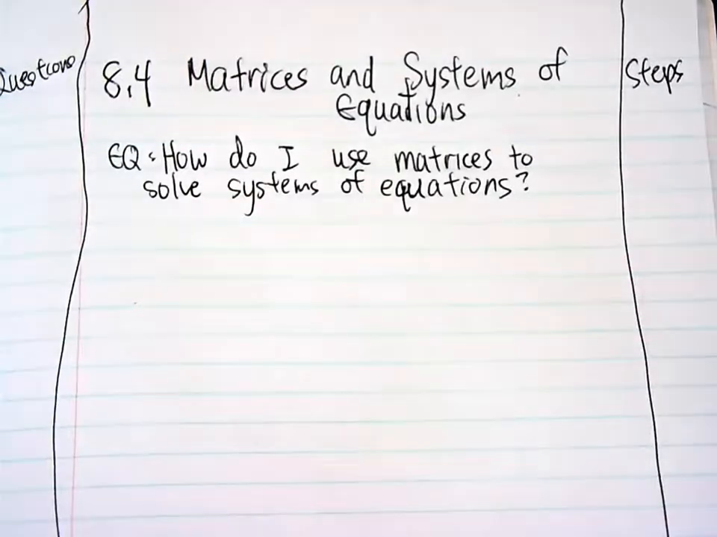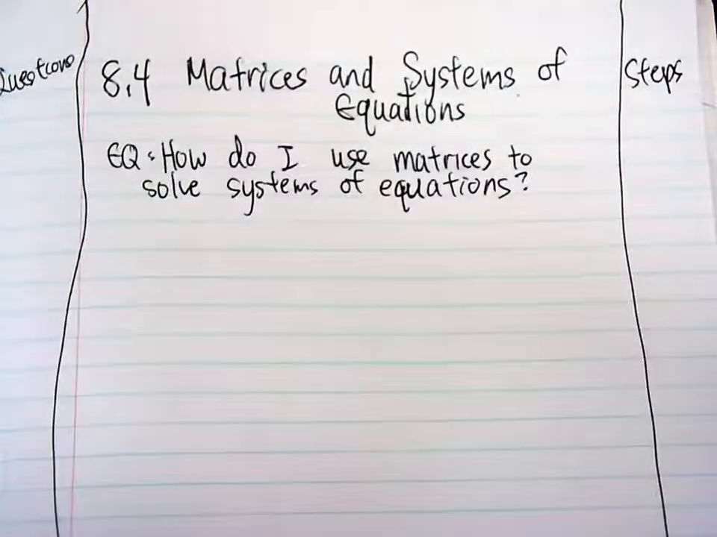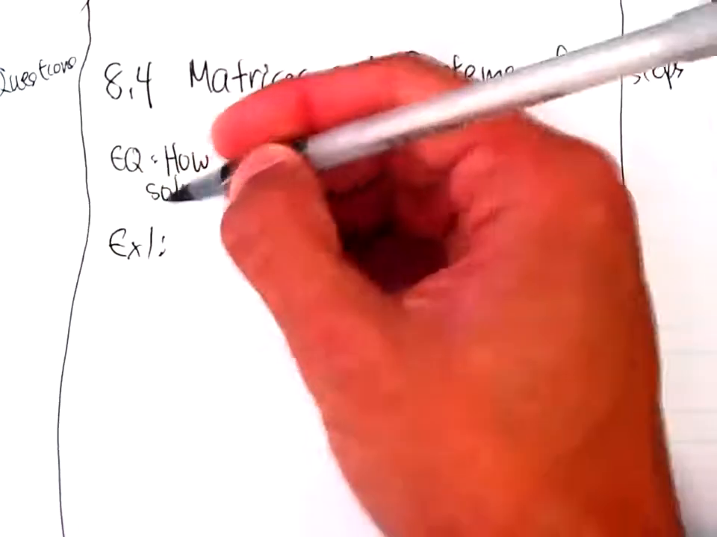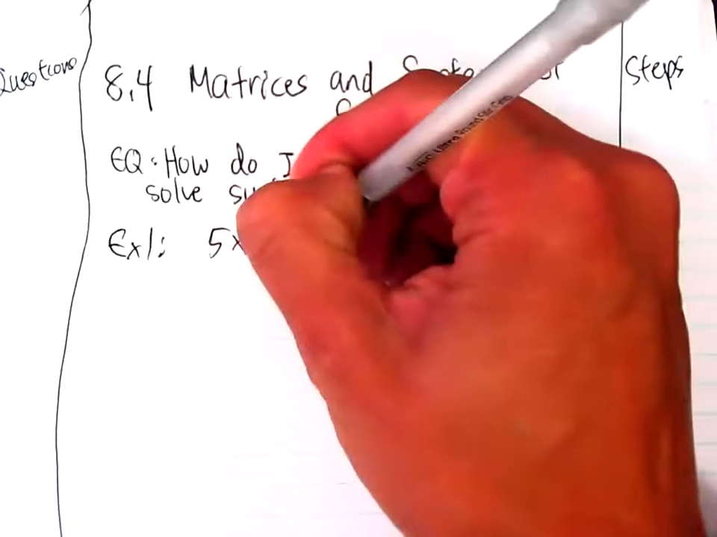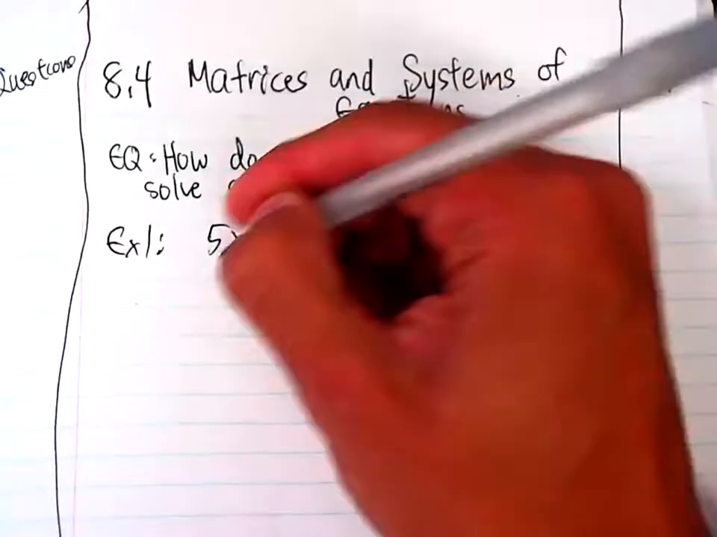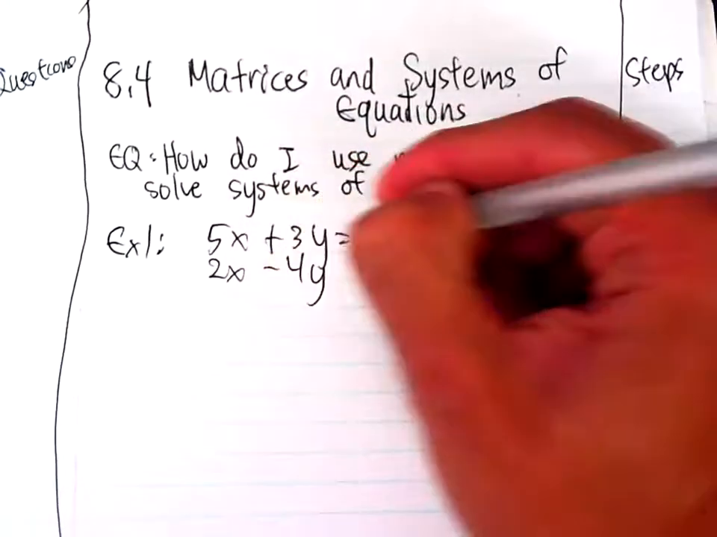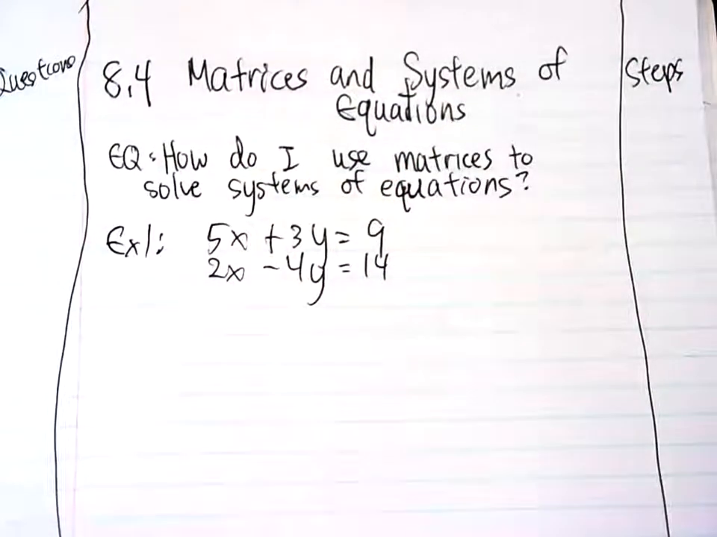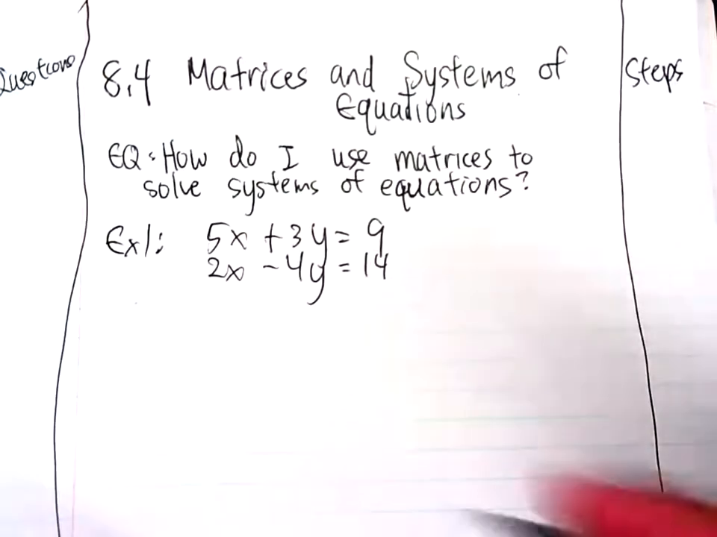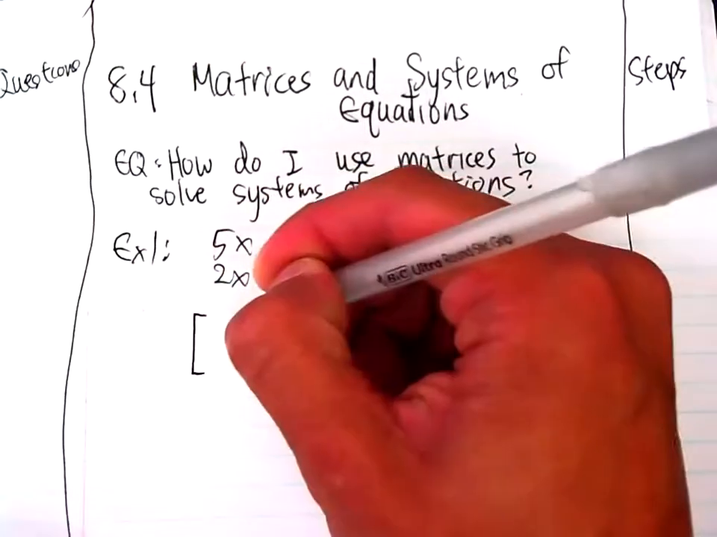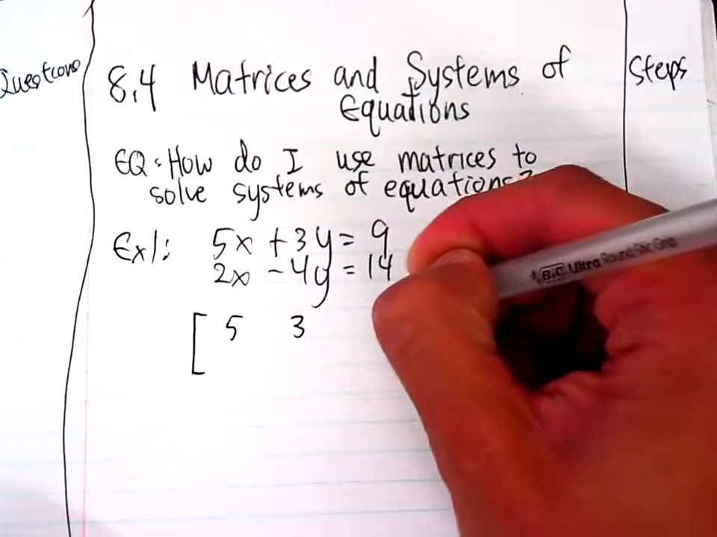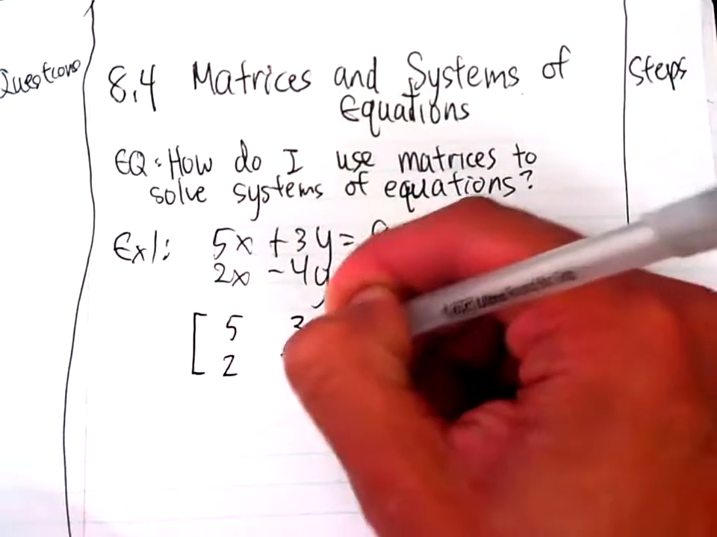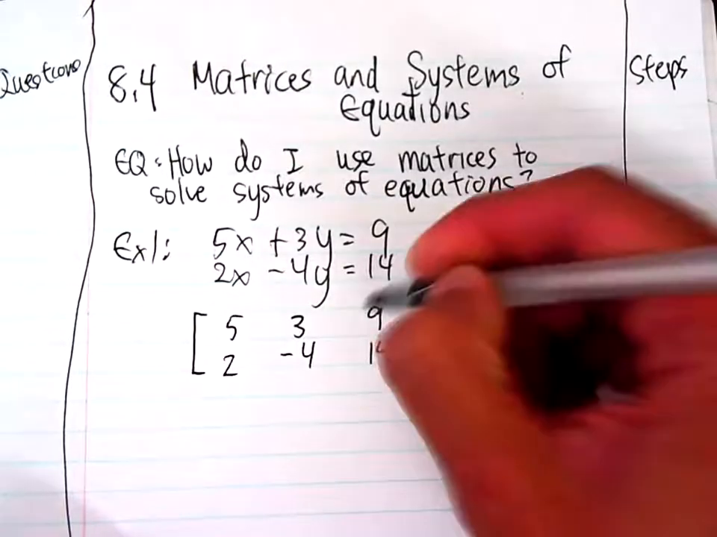Okay, so the first problem we're going to do is we're going to use matrices to solve 5x plus 3y equals 9 and 2x minus 4y equals 14. So if you look at your notes, I'm going to rewrite this as an augmented matrix. So it's going to be 5, 3, 9, 2, negative 4, and 14.